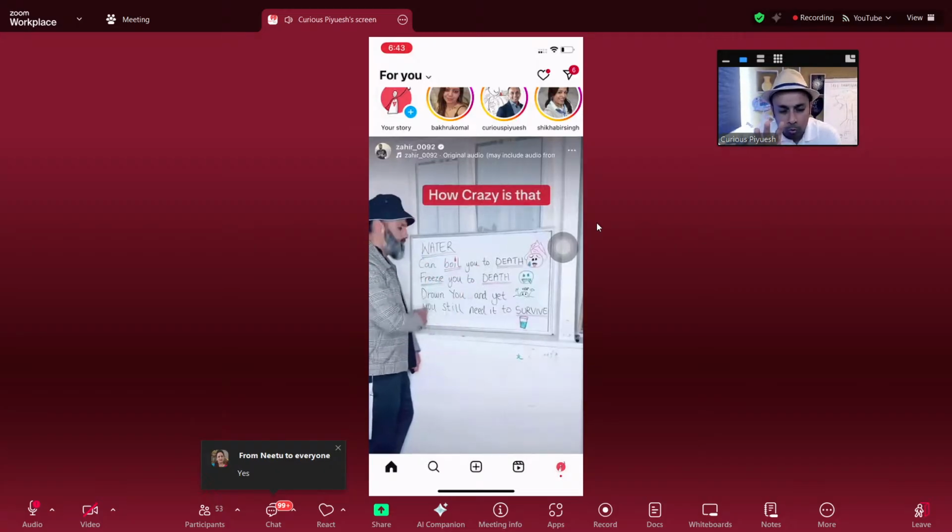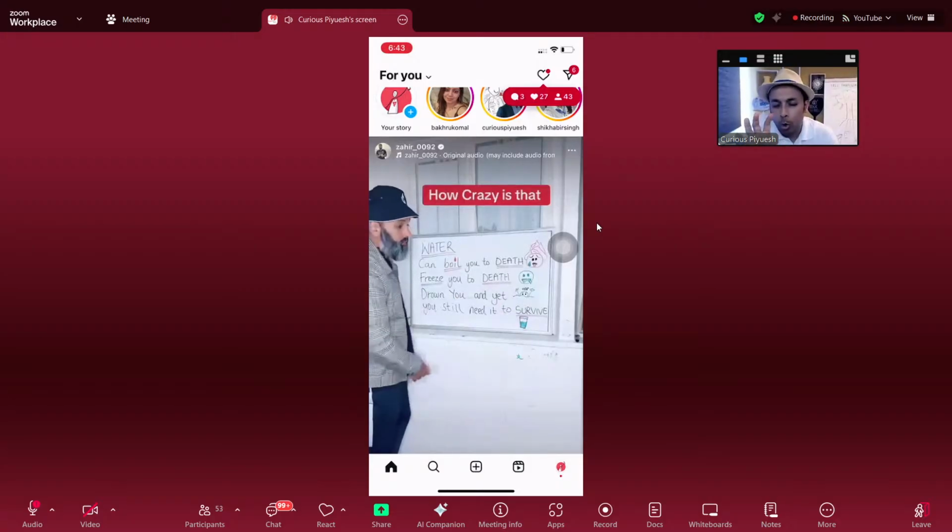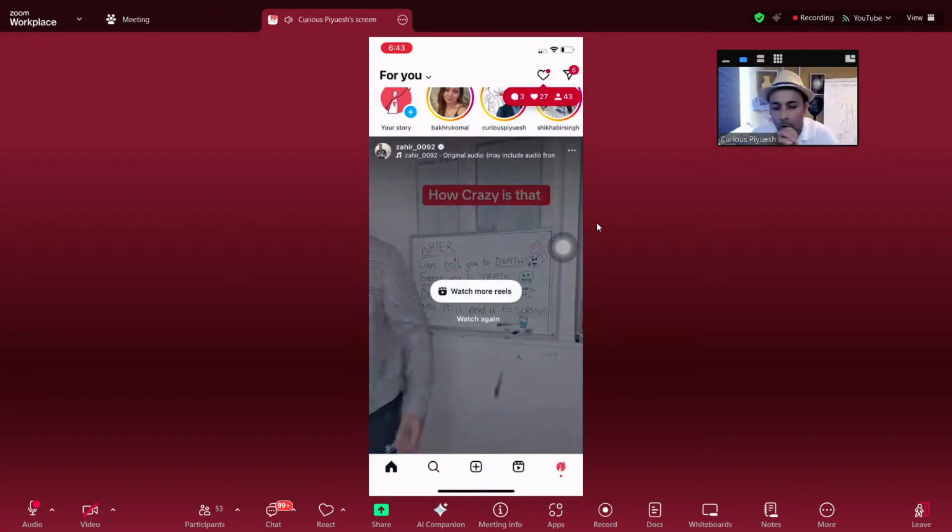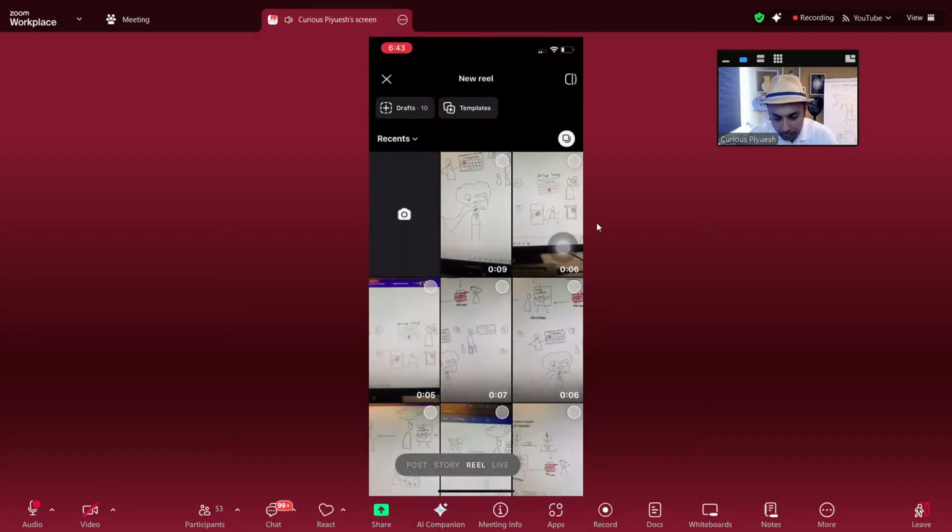Try not to work right now on your phone. Otherwise you will miss the important points. I'll try to go as slowly as possible, but not too slow as well. So I'll follow a pace. Try to follow me. So look at the screen first. I'm clicking on the plus sign. And when you click on the first sign, it automatically goes to your reel.